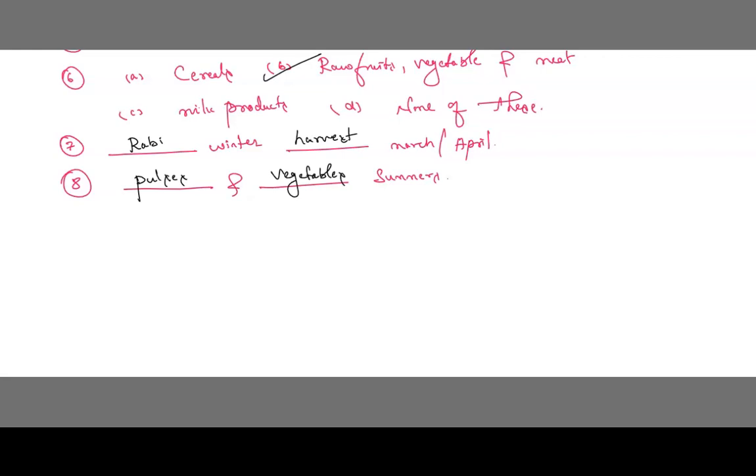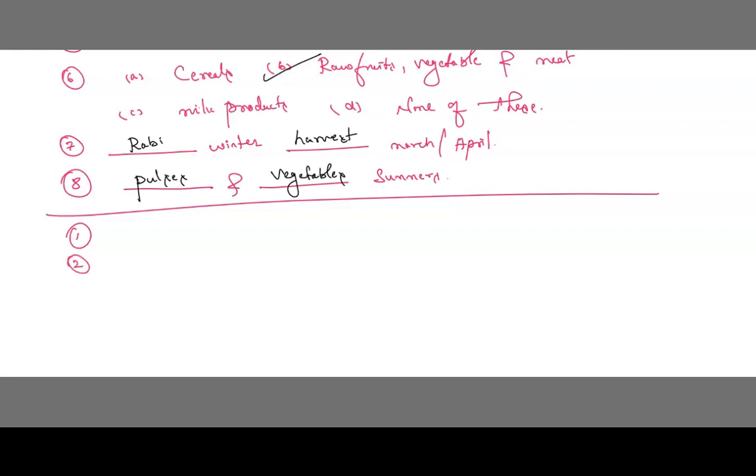Now short answer type questions, children. If any question comes from this particular topic, how can the question come in your final exam? Simple. The question can be asked like this. Define Rabi and Kharif crops with two examples of each. If you want, you can make a note of the question.